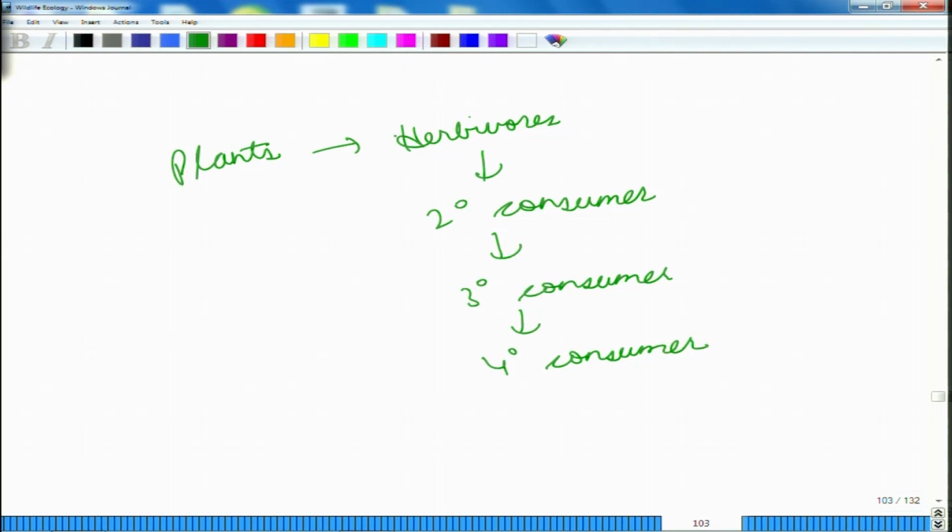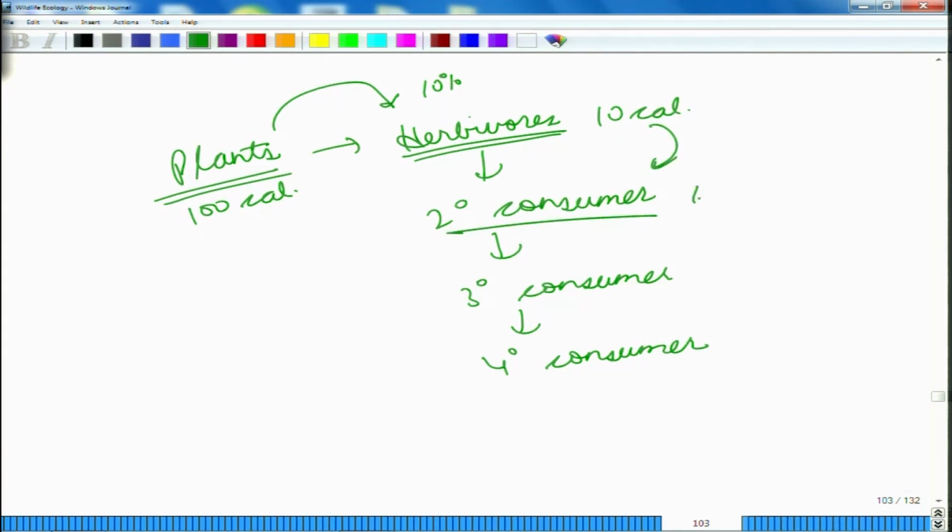At each of these stages, so from plants to herbivores, suppose plants have, say, 100 calories of energy stored in their body tissues. When the herbivores have eaten those, they will spend quite a lot of energy to warm up their bodies, to ensure that the blood circulation goes on, and for the movement of their bodies, and so only about 10% of that energy will get stored in the bodies of the herbivores. So, here you only have 10 calories. From here to the next level, again it will be 10%. So, this will have only 1 calorie, and then this will have 0.1 calorie, and so on, 0.01 calorie.